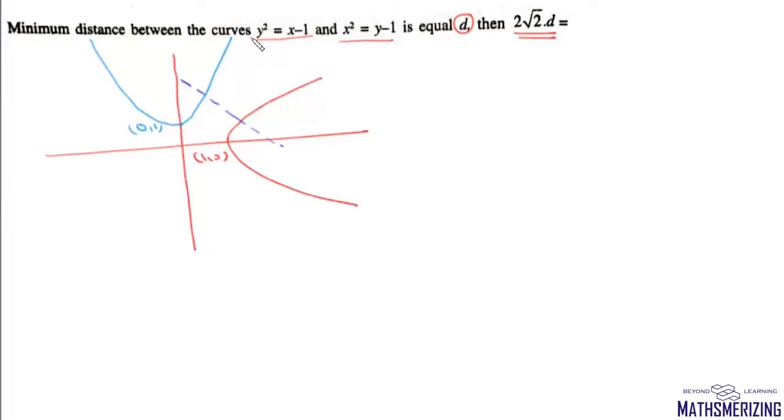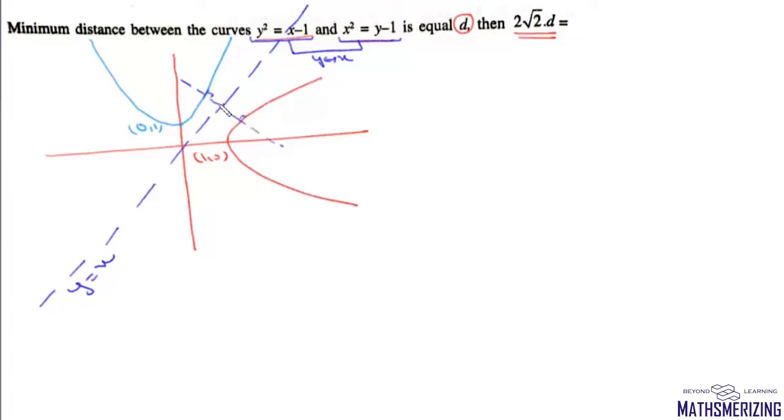But if we look at these two equations, y square equals x minus 1 and x square equals y minus 1, they're closely related. If we interchange x and y, from the first we'll get the second equation, and from the second we'll get the first equation. So basically these two parabolas are inverse parabolas of each other. So they are reflections of each other about the y equals x line.